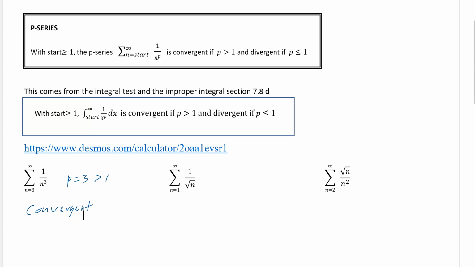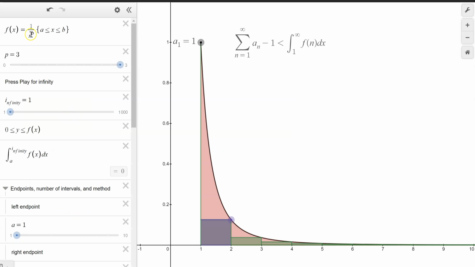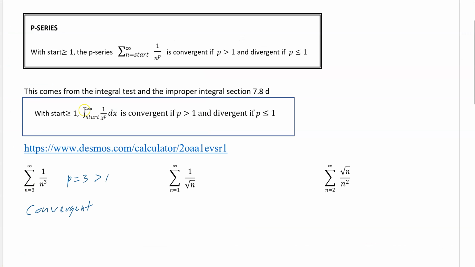convergent. And you can see that here. There's my p of 3, and you can see we're underneath here. And so as I go off to infinity, you can see my integral is converging. All we're really doing is going back to our improper integrals. We already know that this is a continuous, positive, decreasing function, and so we're using the integral test. That's all we're doing, and we're then applying our p greater than 1 to make it a p-series test.